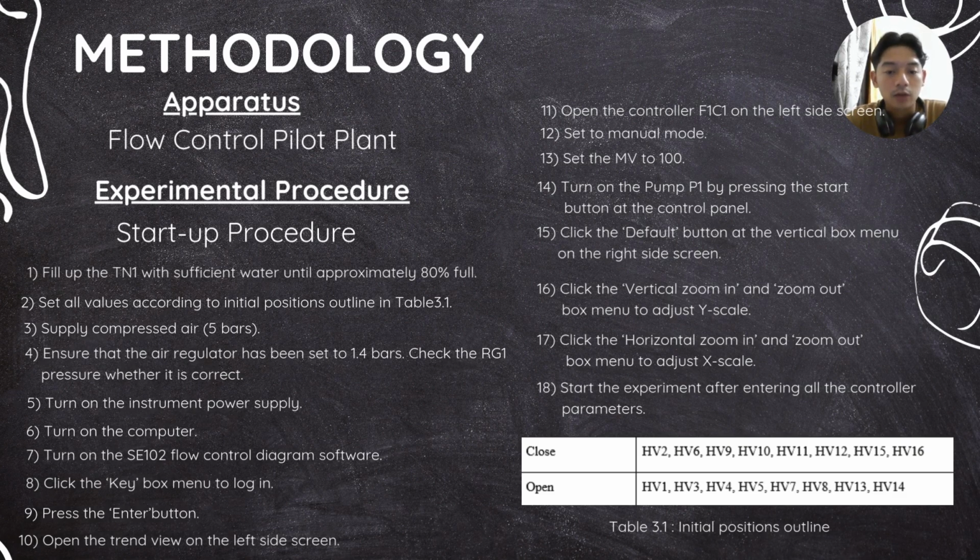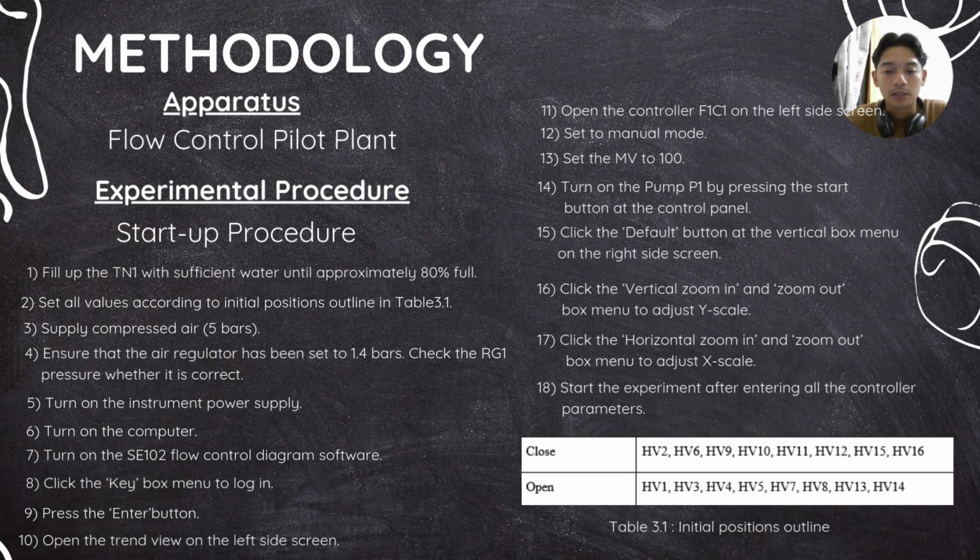The third step is we supply compressed air, which is 5 bars, and ensure that the air regulator has been set to 1.4 bars, and check the RG1 pressure whether it is correct. And then we turn on the instrument power supply and turn on the computer, and also turn on the SE102 flow control diagram software. Then we click the keyboards menu to log in and press the enter button. For the 10th step, we open the trend view on the left side screen and open the controller F1C1 on the left side screen. We need to set to manual mode and also set the MV to 100.